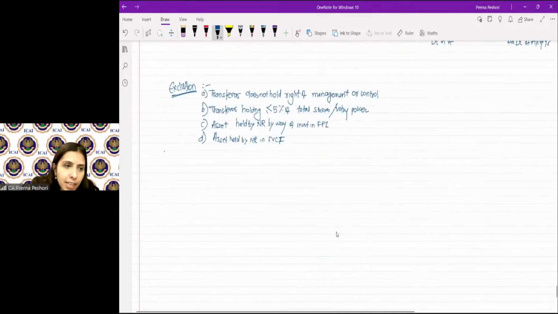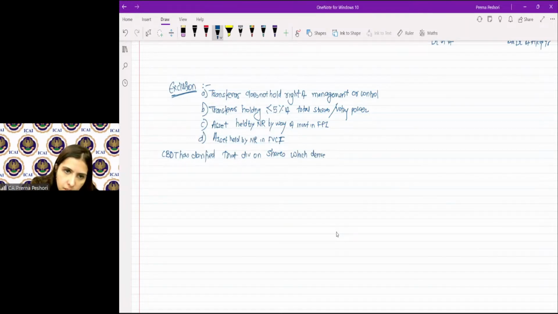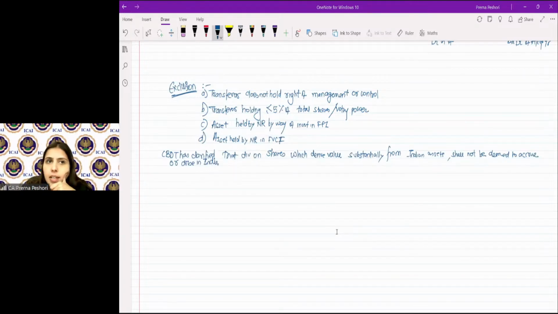So the CBDT has clarified that dividend on the shares which derive their value substantially from Indian assets shall not be deemed to accrue or arise in India. Yes, the dividend will not be deemed to accrue or arise in India. Clear?